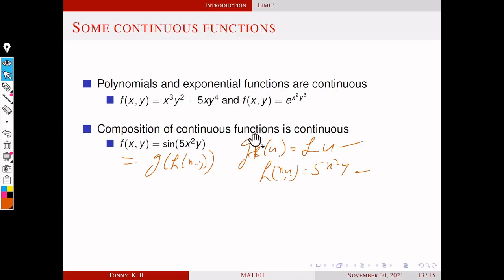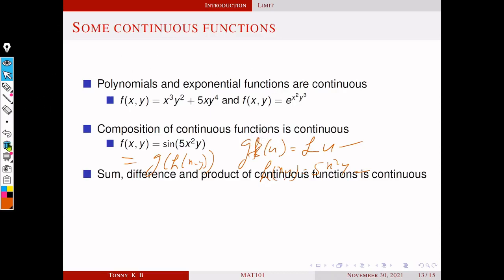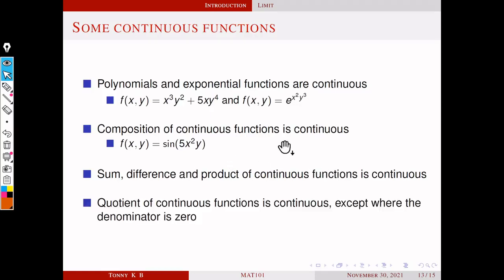This is also similar to our one variable functions. Another analogous result for two variable functions is that sum, difference and product of continuous functions are all continuous. If you consider two continuous functions, then their sum is also continuous. And the last one is that the quotient of continuous functions is also continuous, with the only exception that the denominator must be non-zero. If the denominator is non-zero, then the quotient is also continuous. So these are the standard types of continuous functions, similar to one variable functions.